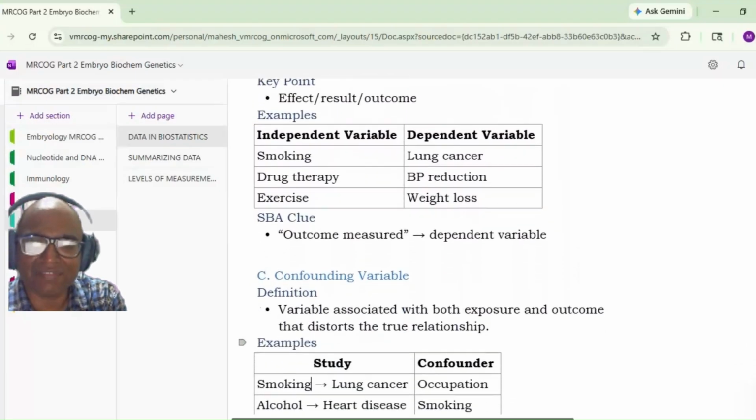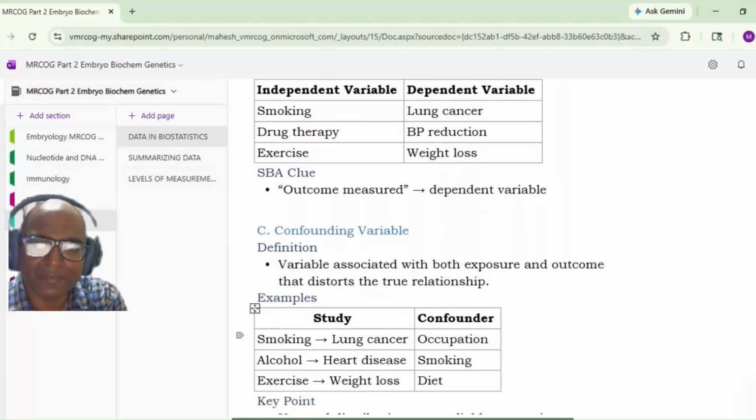Okay, exercise and weight loss. So weight loss is going to be the dependent variable here, while the independent variable will be exercise. Okay, so the outcome which is measured becomes the dependent variable. Now coming to the third type of variable, which is a confounding variable.